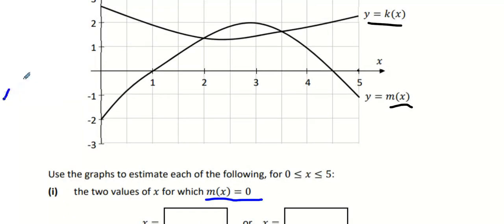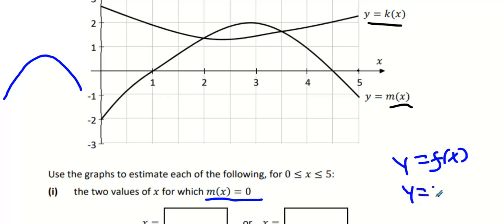The N-shaped one, this one here. Okay, what does m of x mean? It means the y value of the function. If the function was f of x, f of x would be the y value. If the function is m of x, m of x is the y value. So it's asking you for when is the y value 0? What 2 points is the y value equal to 0?